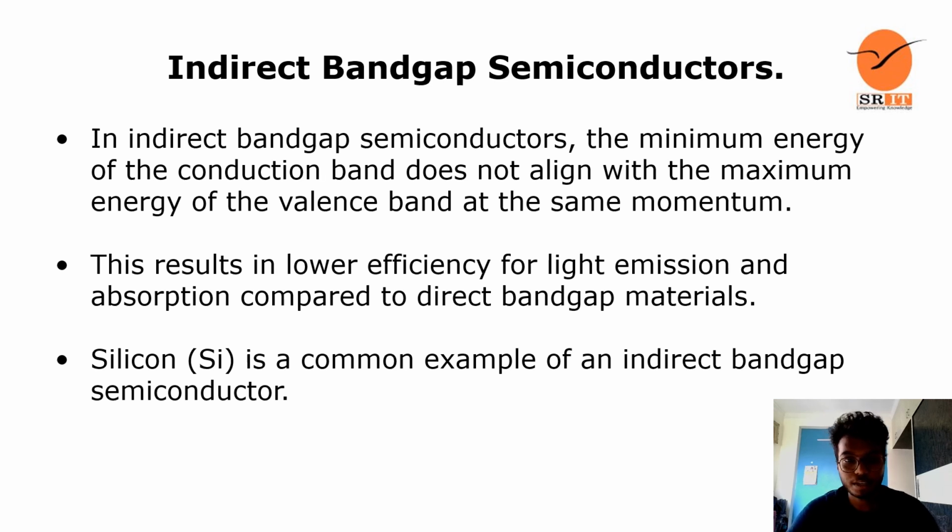Coming to the indirect bandgap semiconductors, in indirect bandgap semiconductors, the minimum energy of the conduction band does not align with the maximum energy of the valence band at the same momentum. In the sense, the minimum of the conduction band and the maximum of the valence band would not be aligned in the same direction. There would be some difference in the momentum. So these come under indirect bandgap semiconductors, and they are lower in efficiency for light transmission and absorption when compared to direct bandgap materials. And a common example for indirect bandgap semiconductor is silicon.